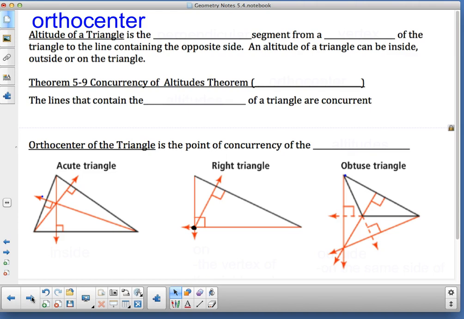Now, hey, wait a minute. Bloom, you're switching that fast? Yep, folks, I got news for you. I just showed you the centroid. Now we're doing the orthocenter, okay?